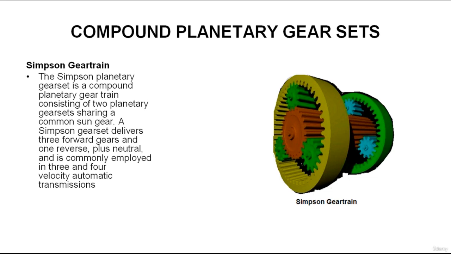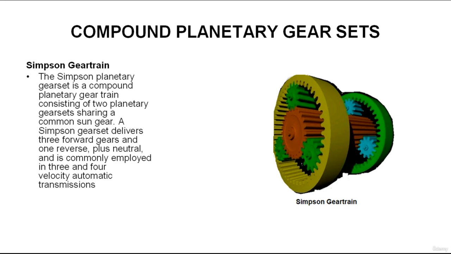And let's discuss right now the Simpson gear train. The Simpson gear train is an arrangement of two separate planetary gear sets with a common sun gear, two ring gears, and two planetary pinion carriers. A Simpson gear train is the most commonly used compound planetary gear set and is used to provide three forward gears.